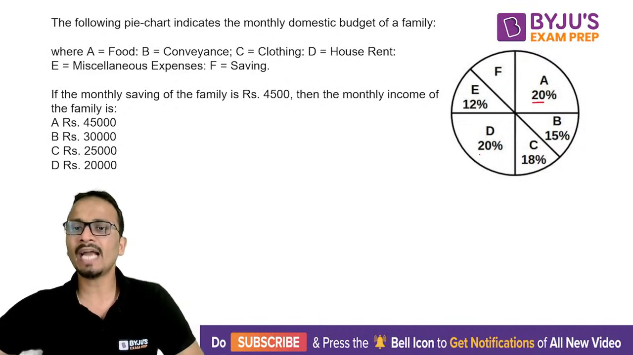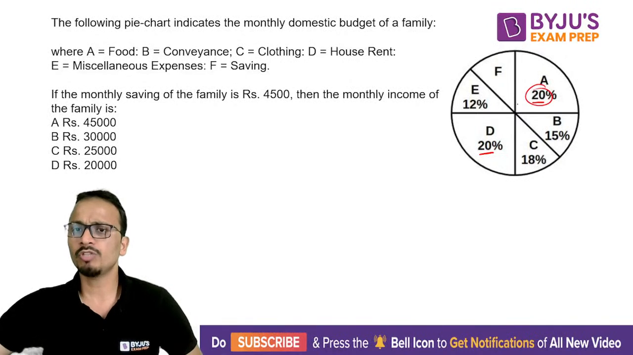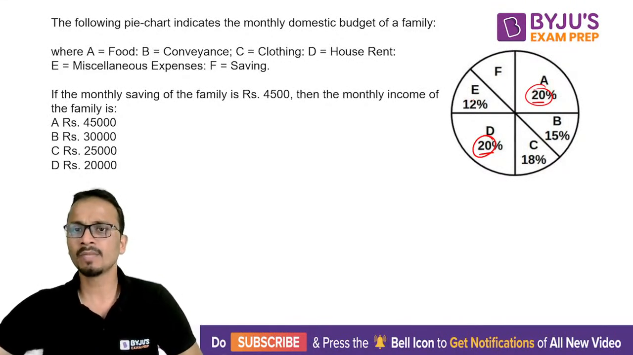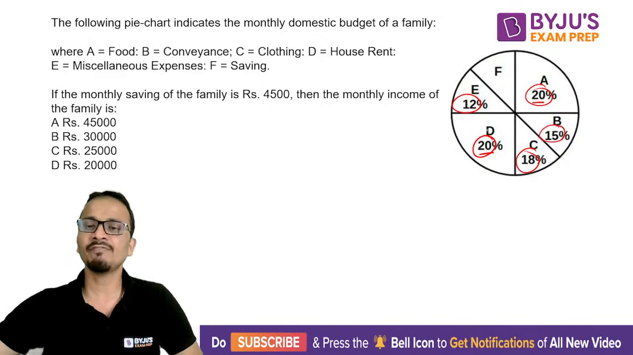So 20 and 20, 40. Just look at the manner in which I'm adding. These two are even figures, so 20 and 20 will make 40. Now I'll add these two: 12 and 18 will be 30. So 40 and 30 is 70. 70 and 15 is 85. So 85% is already covered here.